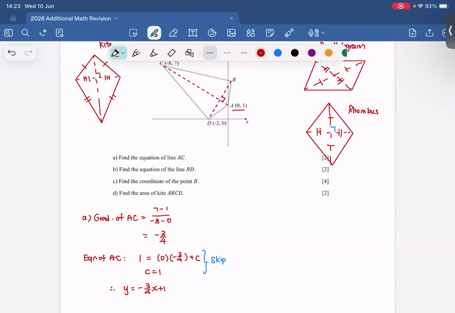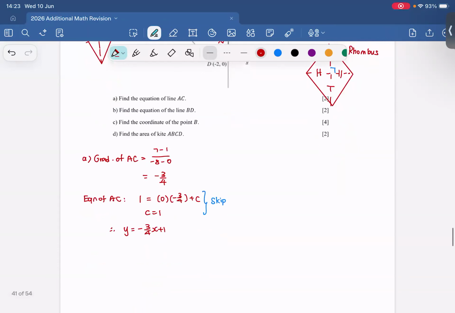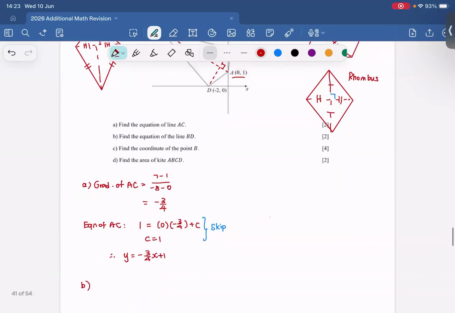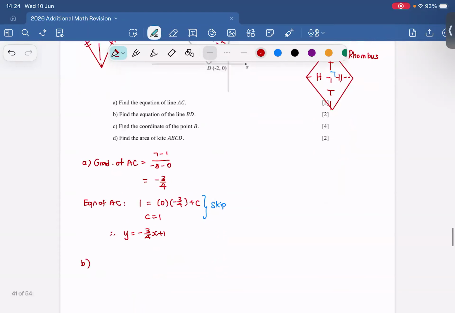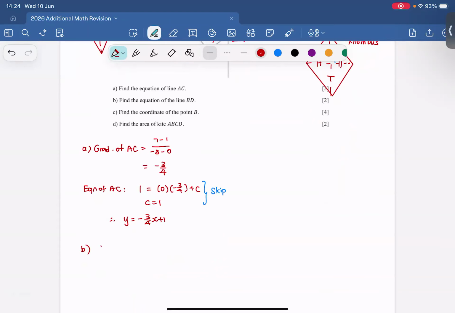Okay, so since AC is perpendicular to BD, we know the gradient of AC is negative 3/4. So since BD is perpendicular to AC, why we know it's perpendicular? Because it's a kite. We know that the gradient of BD is just flip it around times a negative. So negative 3/4 you flip around times negative becomes 4/3. Basically the product of these two gradients must give you negative 1. So one of the easier ways is to just flip it then times a negative will do.